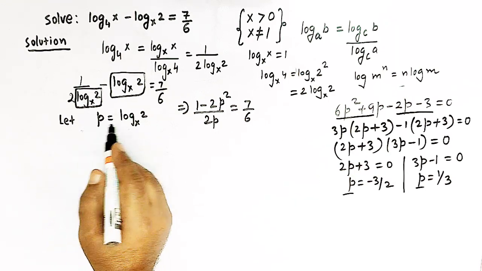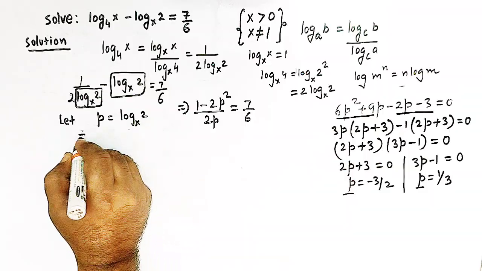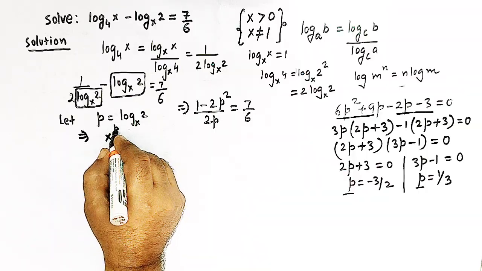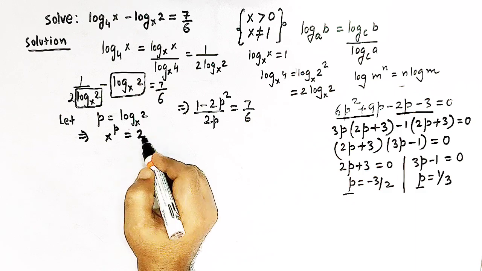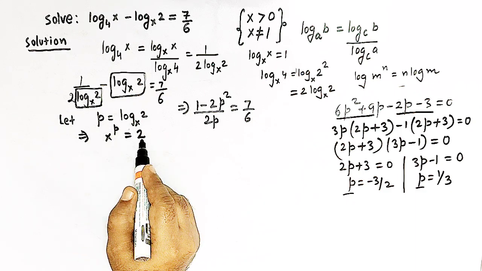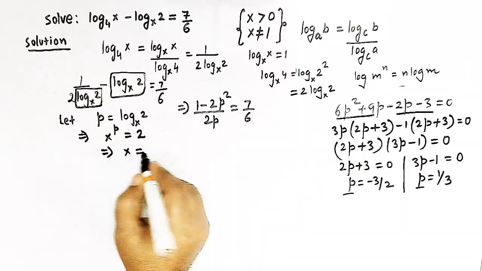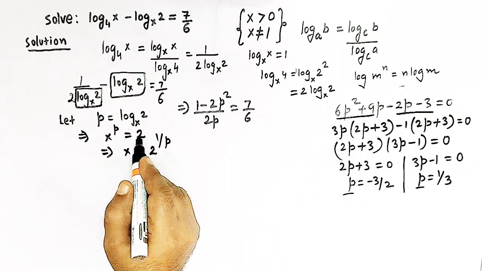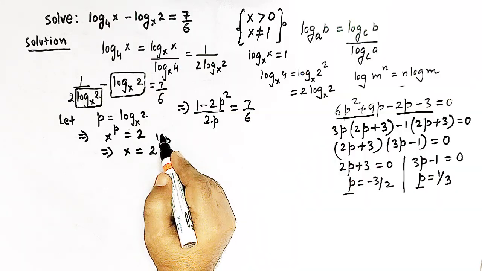So now here we have assumed that p is equal to a logarithm of 2 to the base x, right? So this expression can also be written as x raised to p is equal to 2, right? So these two expressions are equivalent. So x raised to p is equal to 2. So now we can also write this expression as x is equal to 2 raised to 1 over p, right? So raising both sides to the power 1 over p.